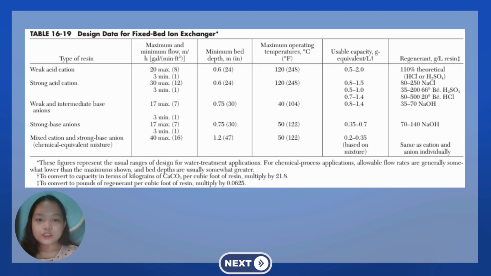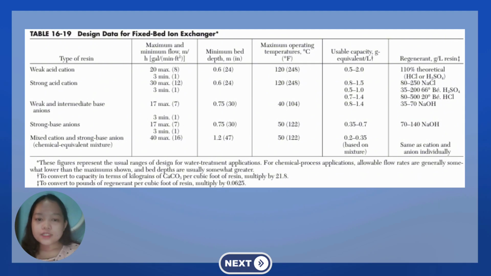Finally, regenerant. Ito yung chemical na ginagamit to recharge the resin. Halimbawa, strong acid cation uses sodium chloride or sulfuric acid. Strong base anions use sodium hydroxide. Importante ang tamang dose, usually in gram per liter of resin. May note rin dito kung paano i-convert to pounds per cubic foot.